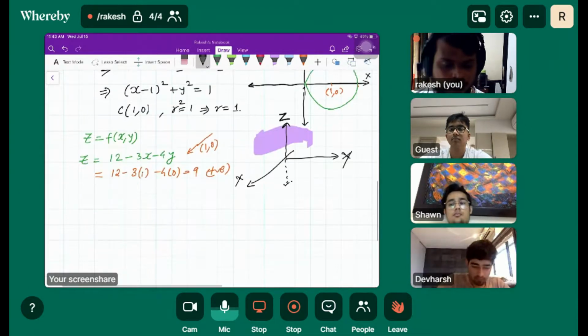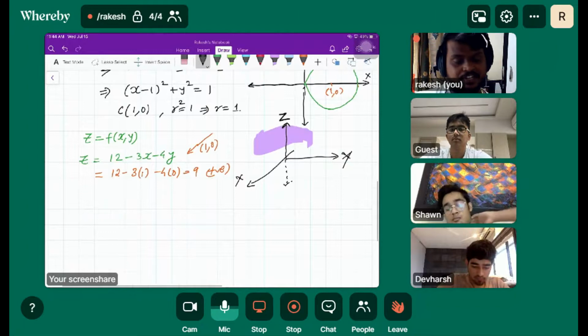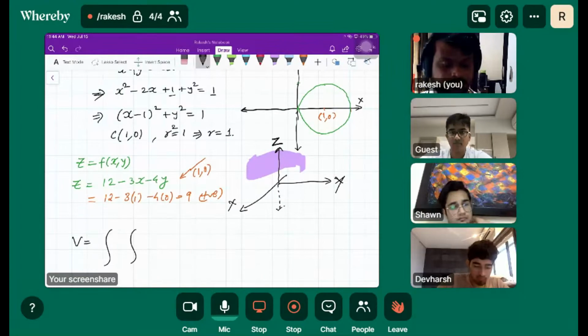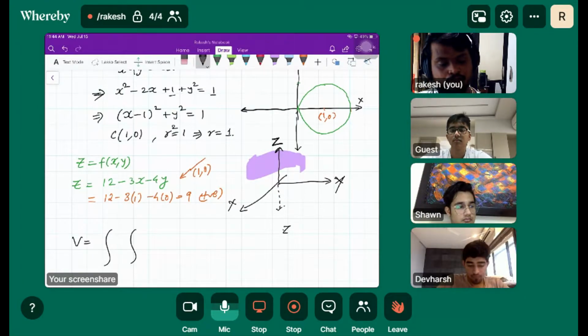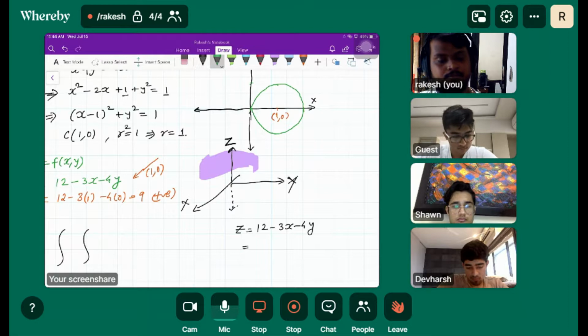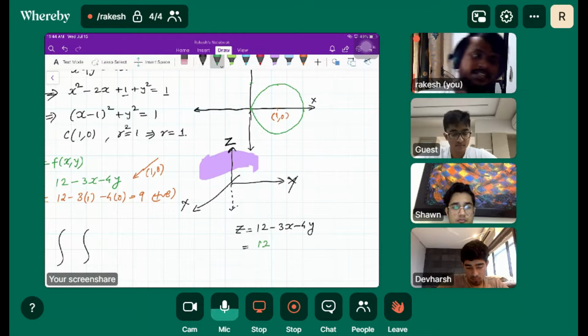So how should we set up our integral now? What is my z? My surface is z is equal to 12 minus 3x minus 4y. Okay. What is x in polar? What is x in polar?